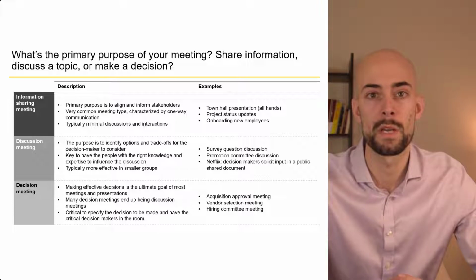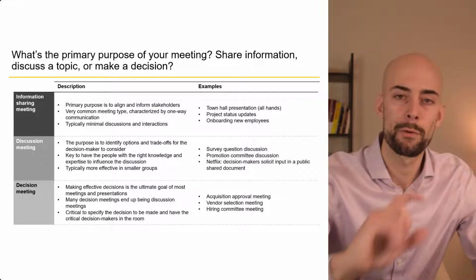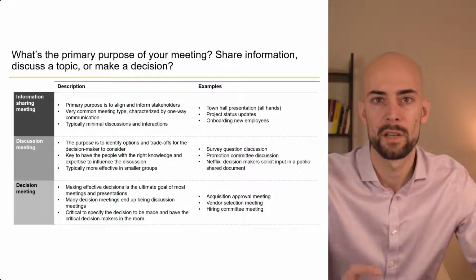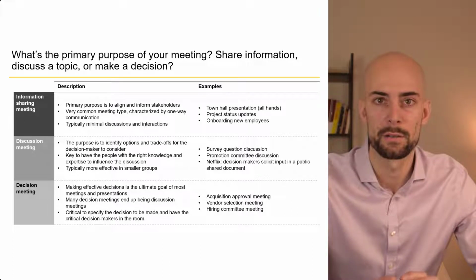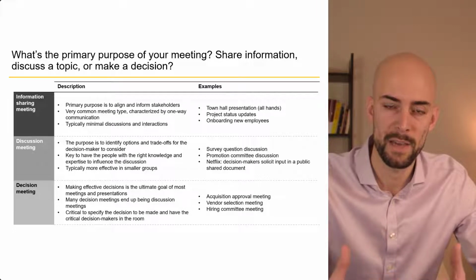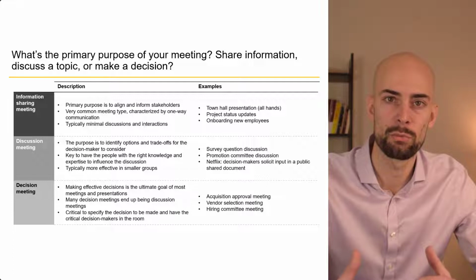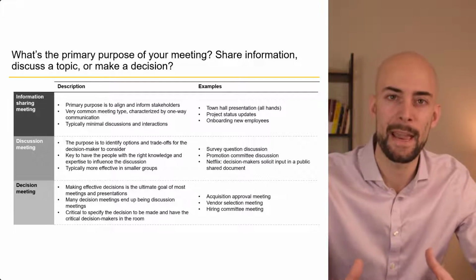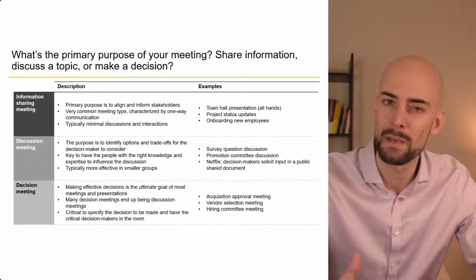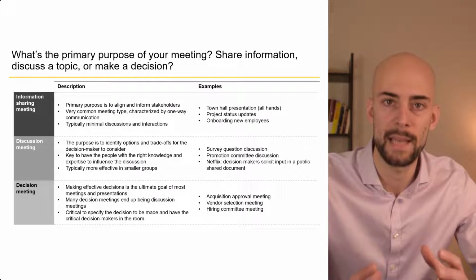And let me spend a few minutes going through these types of meetings so it's clear what I mean by them and how they're different from each other. So the first meeting, the information sharing meeting, the primary purpose is to share information and have everybody aligned on the type of information that you're sharing. And typically that means minimal discussions, minimal interactions.